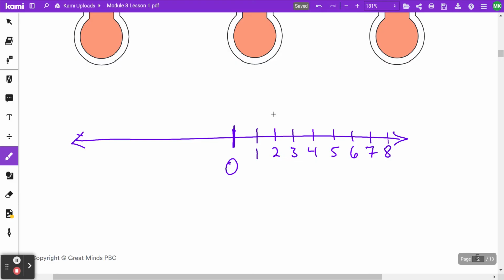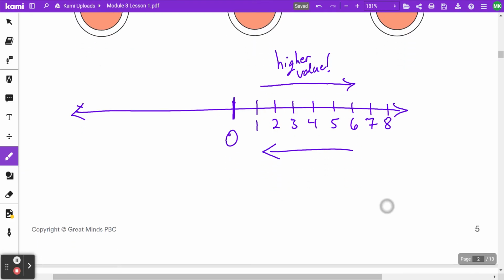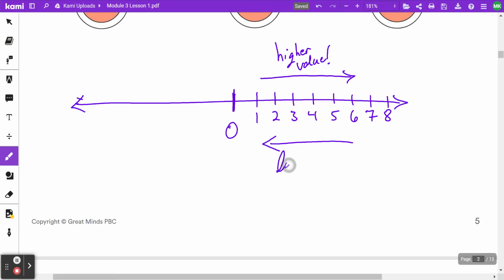So the value of things as we cruise to the right on a number line gets higher, right? So a higher value, right? As we move to the right. And as we move to the left on a number line, the values get lower, so lower value. Okay, lower value.